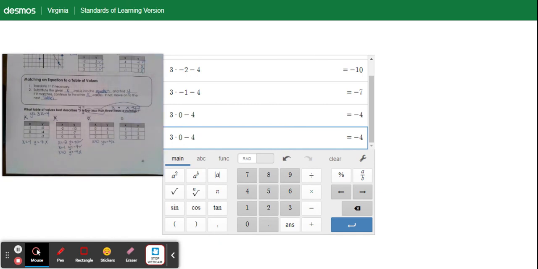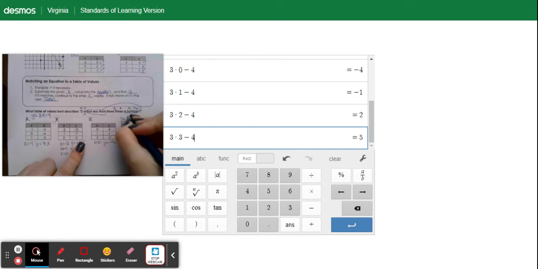So I am fairly certain D is the answer, but let's go through my points and prove it. If x equals -1, or excuse me, +1, 3 times 1 minus 4 works. y equals -1. 3 times 2 minus 4. That works. 3 times 3 minus 4. And that works. So I can see that these all work. So that is it for this video. Thanks so much.